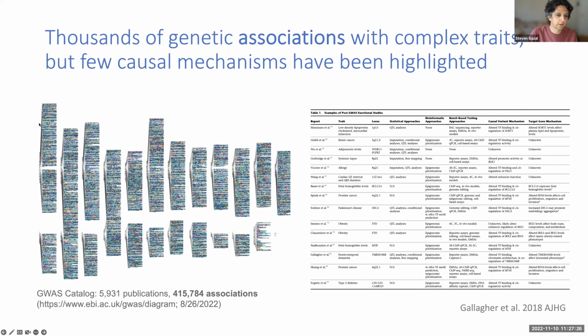On the left, it's usually what we observe when we look at the GWAS catalog. Right now, it's about 400,000 associations that have been reported. But on the other side, when you look at the causal mechanism that has been highlighted, it's really few. Here's an example of a review that shows a low number of associations for which we found the causal variant, and when we perform functional assays to understand the mechanism of the variant.